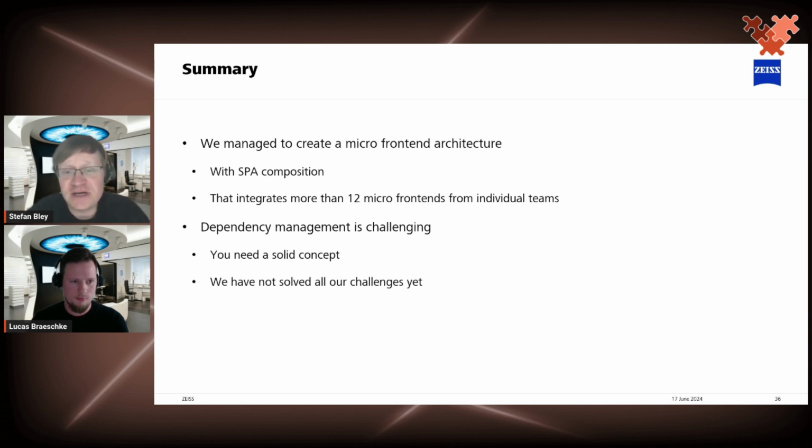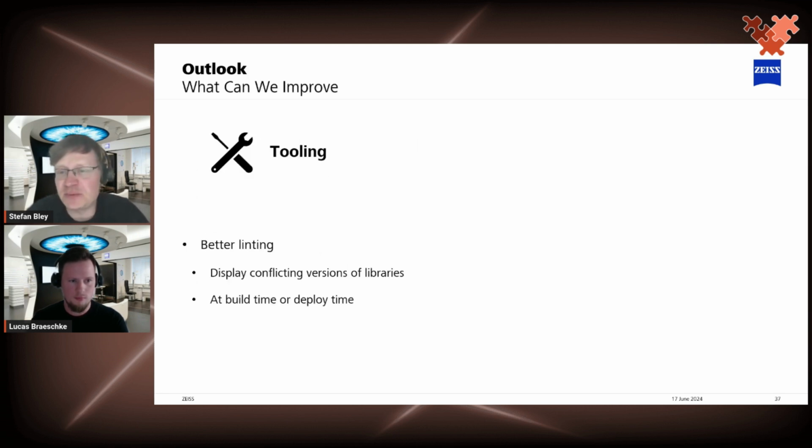I think we have come up with such a concept, but we haven't solved all our challenges yet, which leads us to the outlook, what we can improve. And there I want to highlight two things. One would be better tooling. So we can imagine that we provide some linting where we display conflicting versions of libraries before runtime. So it might be at build time or at the deploy time when they upload their pilots.